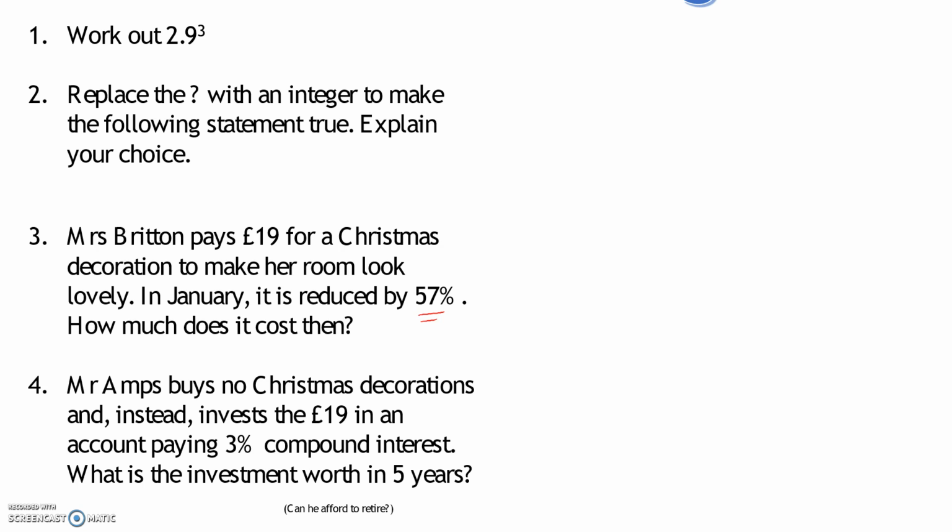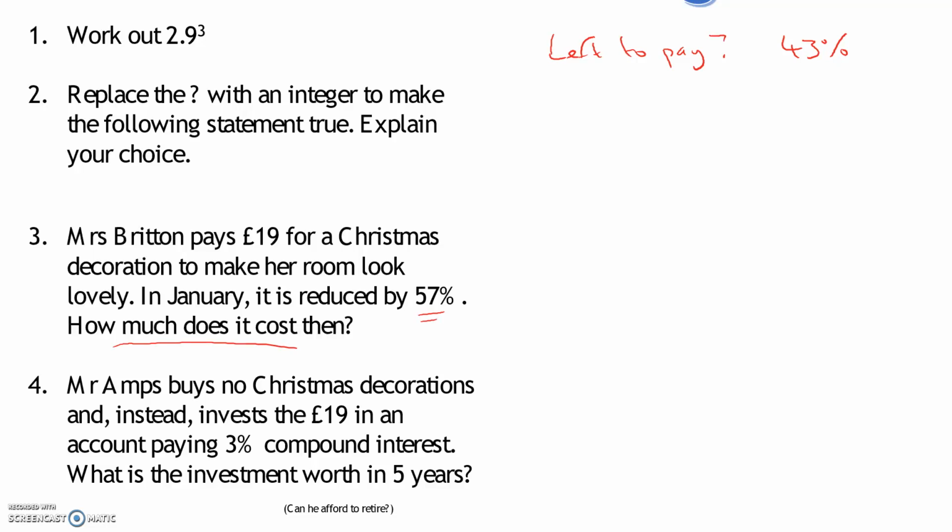So the best way to think about this is, okay, if its price has been reduced by 57%, then what have we got left to pay? Because that's the question. How much does it cost then? So if it's reduced by 57%, left to pay in January is 43%. If the price is reduced by 57%, 100 subtract that 57 gives us 43%.